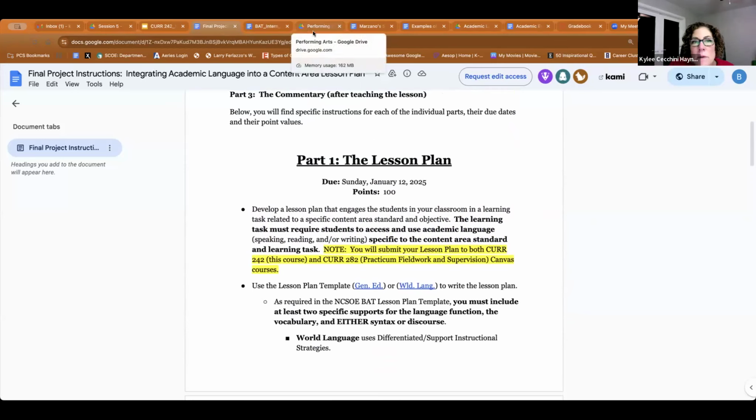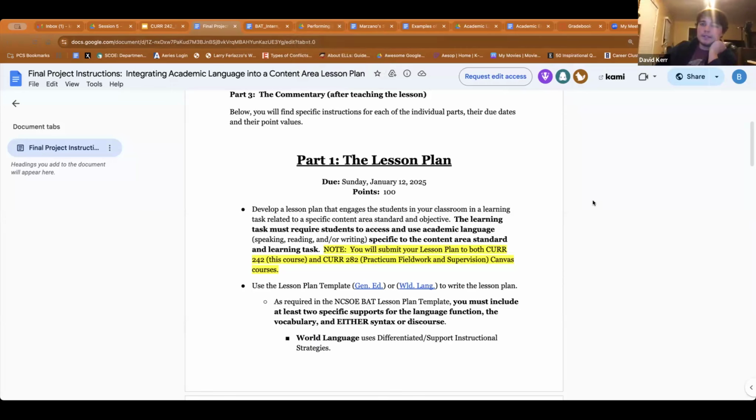Yes, David, please. So if level 3 vocabulary is constantly being integrated into the classroom, do the vocabulary words need to be new? No, they don't need to be new. And they don't even necessarily need to be a tier 3 word. They could be tier 2 words.